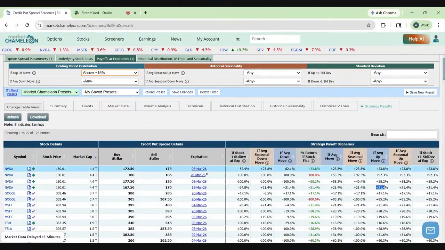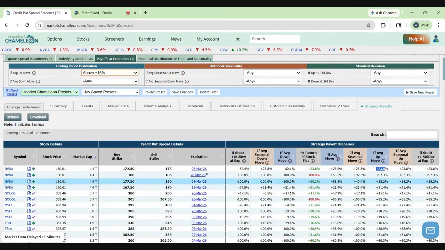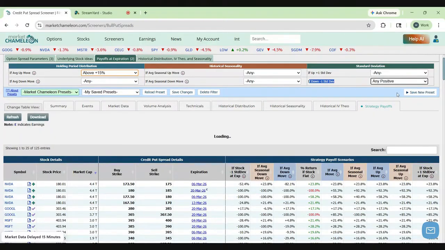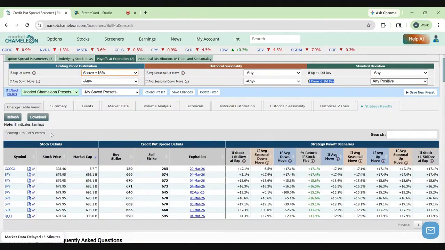Okay. What if we wanted to look at another example and say, well, what if the stock, I'm going to leave this, that I need at least 15% gain. If the stock just performs if it's up and it performs its average up move. But if it's down one standard deviation, can you find me any spreads that I still don't lose? So even if we risk a one standard deviation move, are there anything there that still potentially we could make? So we're going to put any positive. So what happens here is we're trying to pick, so now we're down to 9.